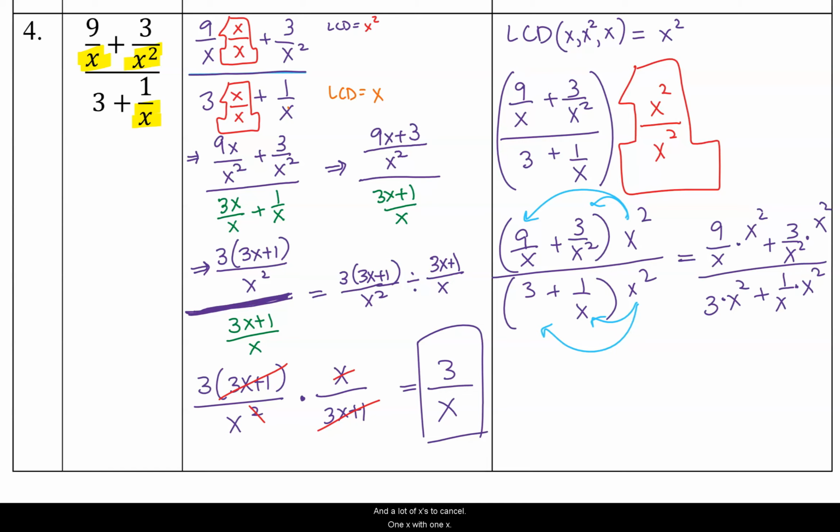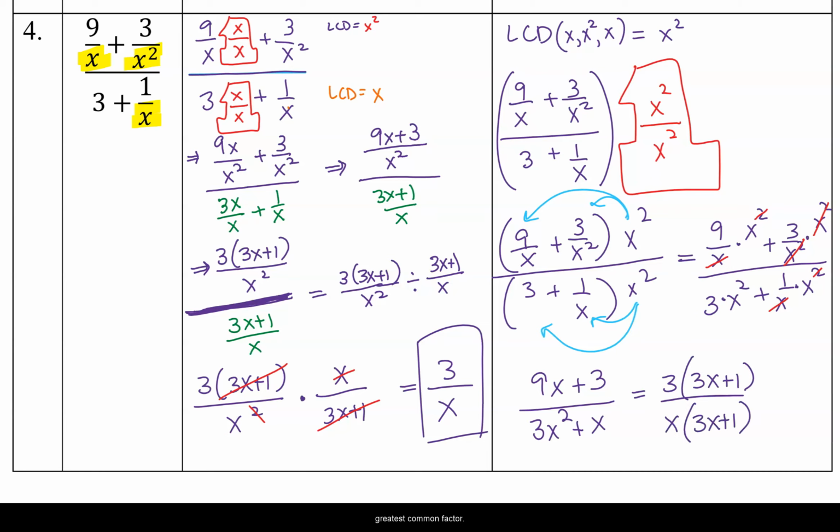And a lot of x's to cancel. 1x with 1x, x squared with x squared, nothing in the next one, 1x with 1x. The big picture is all of those denominators should be eliminated in this simplification step. And on the top we have 9x plus 3, and on the bottom 3x squared plus x. We're not done though. We need to factor and see if we can simplify anything else. 3 will factor out, greatest common factor, and then in the denominator x will factor out, greatest common factor.